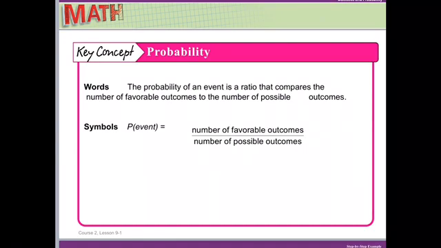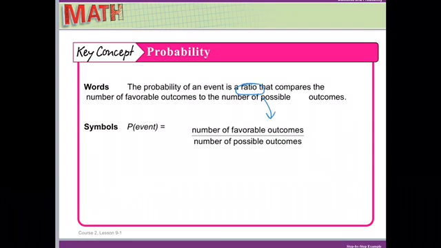Now, specifically, our key concept is probability. That's what this chapter is about. And we will dive deeper into different possibilities of probability and the different lessons of it. But in words, the definition: the probability of an event is a ratio that compares the number of favorable outcomes to the number of possible outcomes. And then in symbols, this is how they show it right here.